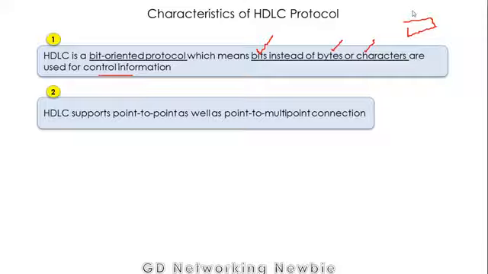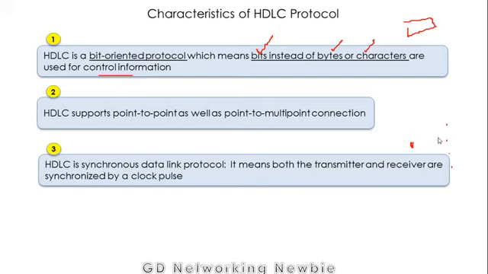And HDLC also supports point to point as well as point to multi-point. So point to point means from one point to another point, but point to multi-point means there can be multiple points there. So HDLC supports both point to point as well as point to multi-point connections.